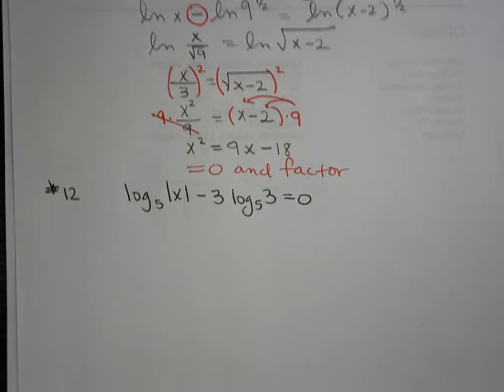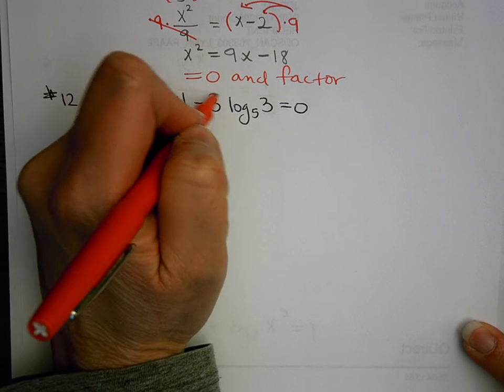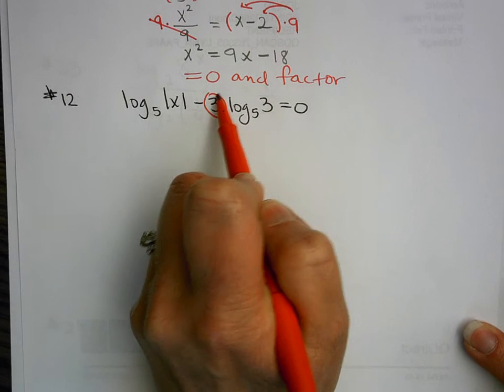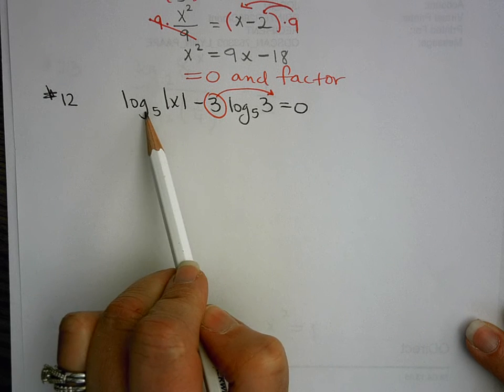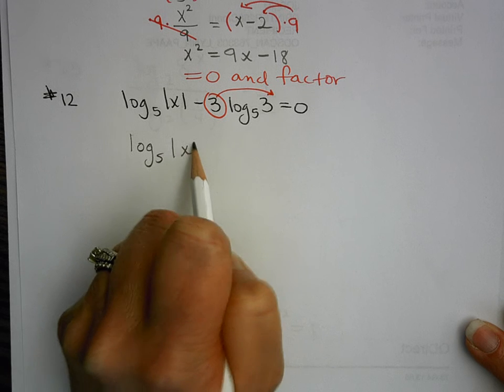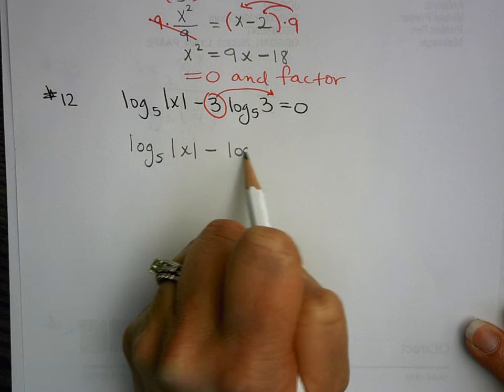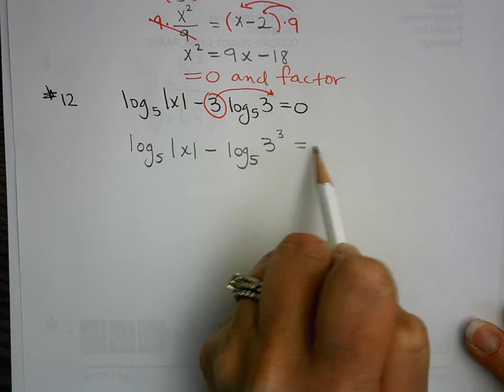Okay, let's go ahead and take a look at question number 12. So again, if I have a coefficient, so I have this coefficient of 3 here, I want to go ahead and move that up and make that a power on 3. And so I don't have a coefficient here, so this is going to stay the same. So then this will become 3 to the power of 3 and then equal to 0.